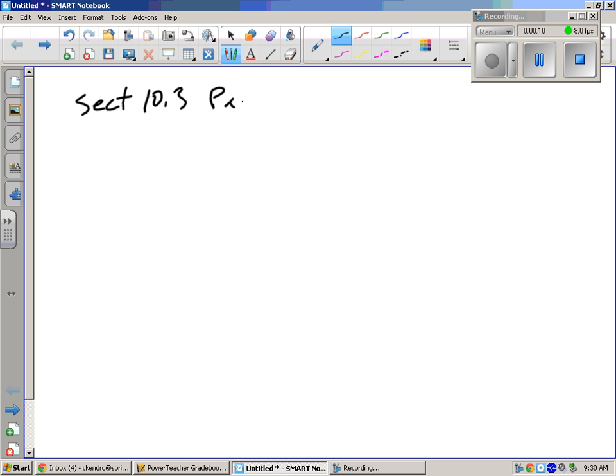10.3 is parabolas. It is the last of our conic sections that we're going to talk about. And you've actually heard of parabolas before. You've done quite an extensive amount of problem solving in Algebra 2 with this. So hopefully this won't be too difficult. I'm going to throw a couple extra little twists in there for you, a little more knowledge.